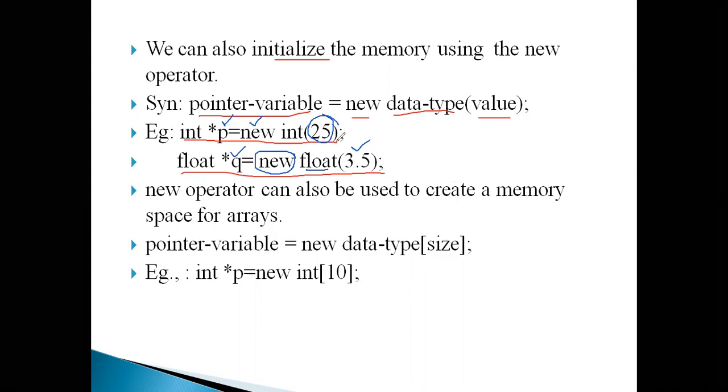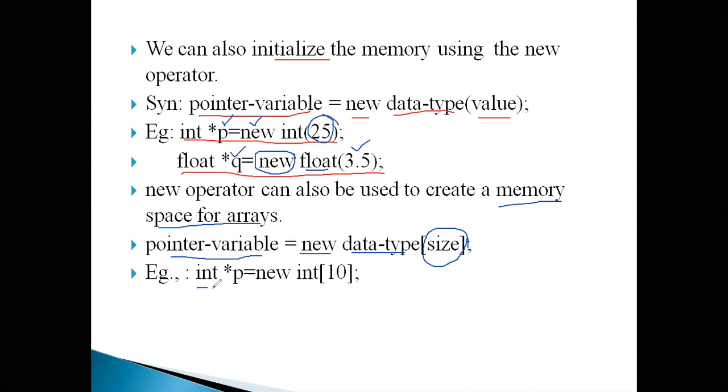By using new, we can also create the memory for multiple values, which is especially used for arrays. So that indicates we can create the memory for arrays also. Now how are we going to create the memory for arrays? Same as for a pointer variable: new, which is used to create the memory, the appropriate data type we have to specify, and the size, how much memory we are going to create.